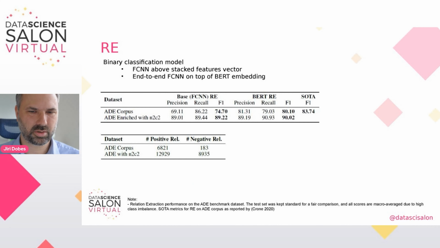Finally, relation extraction. This is quite a simple method, simpler than what was published in the state of the art. Here the F1 is 80%, while the state of the art is 83, right? So it performs more or less on par with the state of the art, a bit lower. But if you enrich the dataset with additional examples, and also make the dataset balanced, then you greatly outperform the current state of the art.